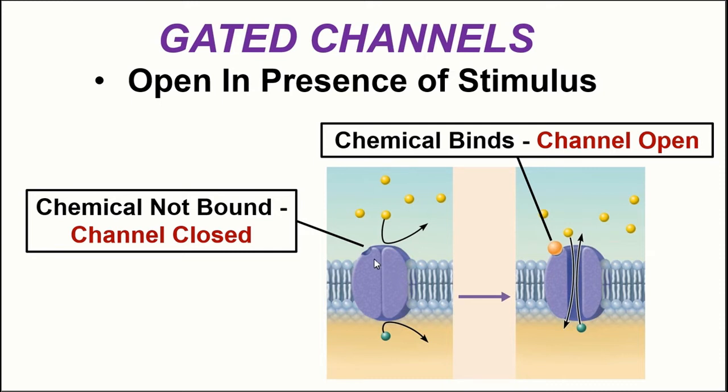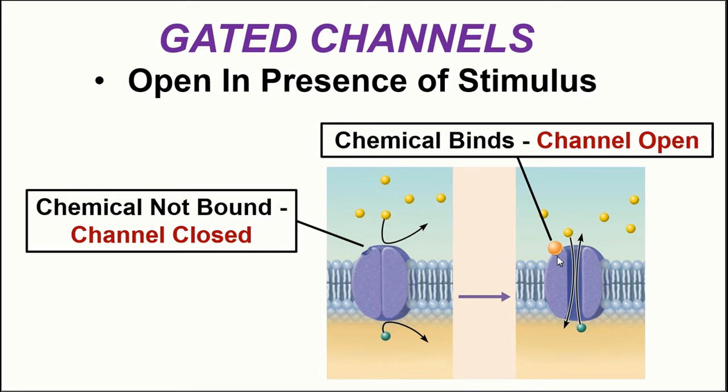And in this example here, our stimulus is a chemical signal. So for example, a hormone or a neurotransmitter, that will be our chemical signal. So normally, without that chemical signal present, or without that chemical signal bound to our gated membrane channel, that channel is closed. So you can kind of think of this as like a closed doorway.